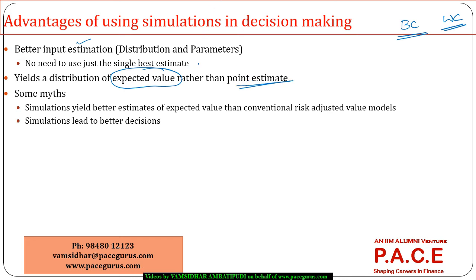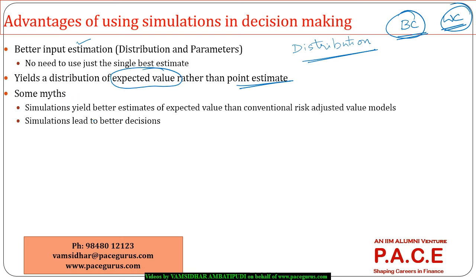So for the inputs also, I really don't need to rely on one or two values, and for the output also I don't need to look at only one or two. I get a full picture of the entire distribution of the input as well as the distribution of the output. So this is helping me understand the broad perspective of my inputs as well as my output. That's the kind of advantage that I can expect using simulations in the decision making process.